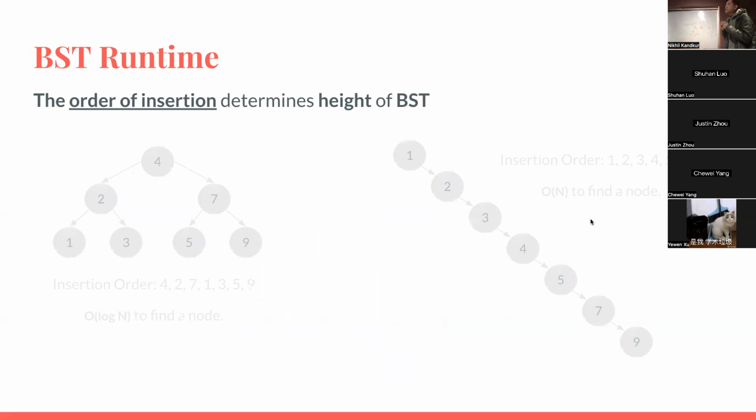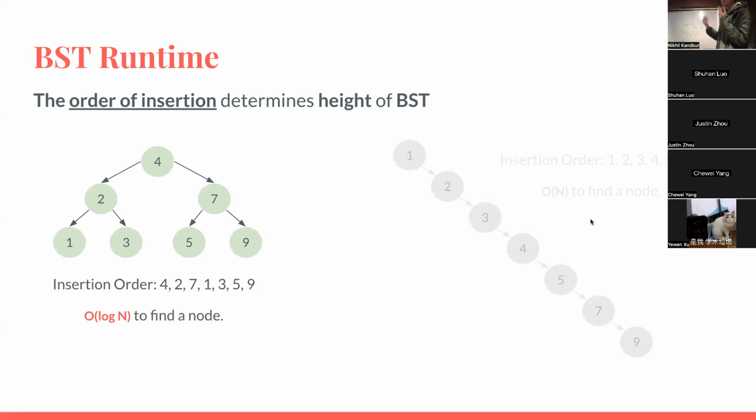So when we analyze the runtime, it's really important that the order of insertion really determines the height of our BST, right? So what do I mean by this? Well, on the left side, let's insert in the order of 4, and then 2, and then 7, and then we'll do 1, 3, 5, 9. And you can see if we insert in this order, we get a very bushy tree, right?